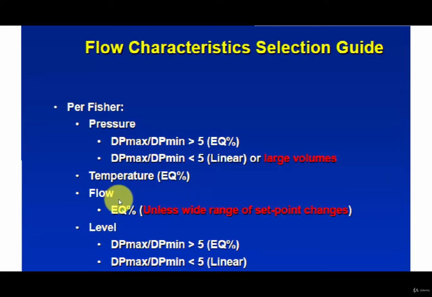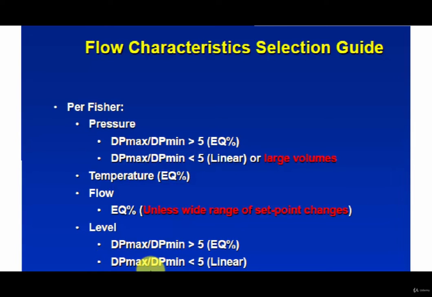Flow control: equal percentage, unless wide range set point changes are there. Normally we go with equal percentage for flow also. For level also, under a certain condition, if the ratio of dP maximum to dP minimum is greater than 5, same as pressure, they will go with equal percentage.